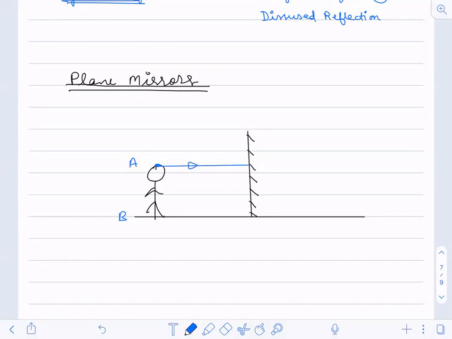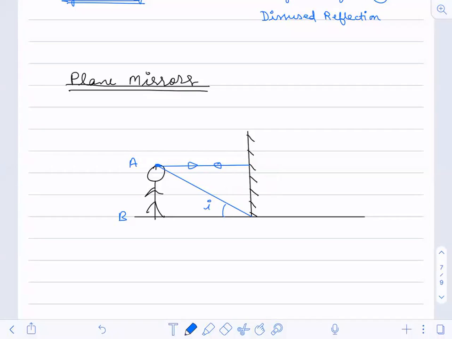Can I say after reflection, it is going to follow the same path? Okay, it will retrace its own path. Will it retrace its own path? Yes, it will retrace its own path. Fine. Another ray falls on this point and makes an angle I, suppose.